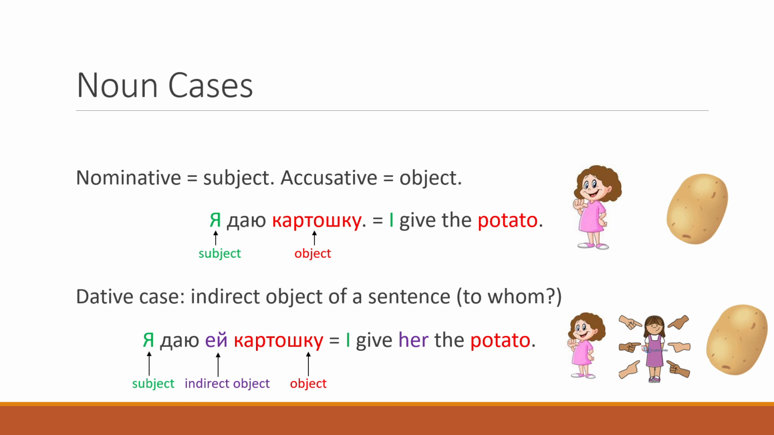So it's not just the verb to give that has an indirect object, right? You can give someone something, or lend someone something, or throw something at someone. I mean, you can also say something to someone, shout to someone, read to someone. So there are a lot of different verbs that would naturally have an indirect object in the sentence. In those cases, you're going to use the dative case. To whom are you doing this action?